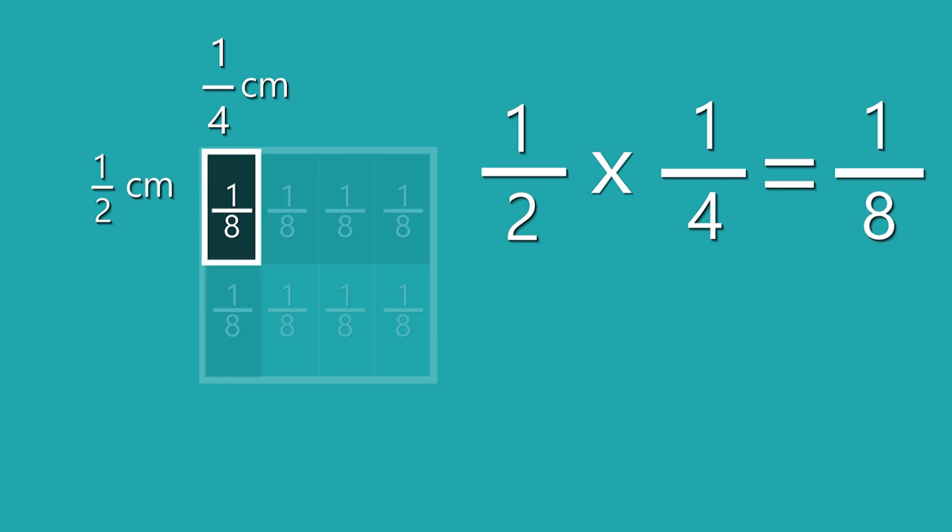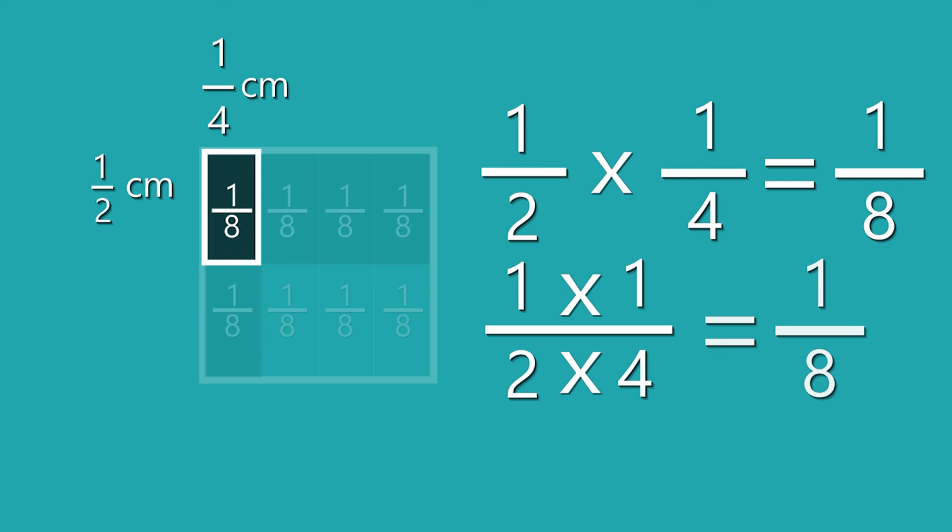Now let's check that this makes sense with our method for multiplying fractions. Numerator times numerator: 1 times 1 gives us 1, and denominator times the denominator, 2 times 4 gives us 8. So using our method by looking at the area, we've provided a visual explanation of why we multiply fractions in this way.